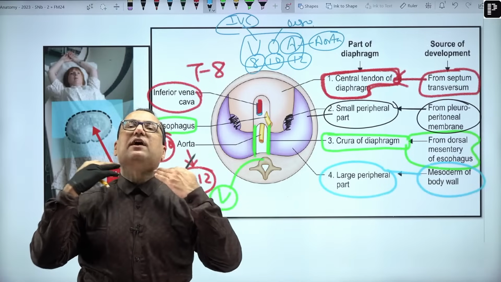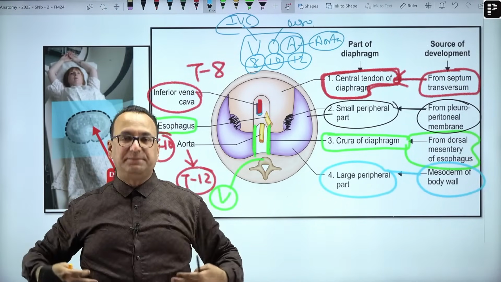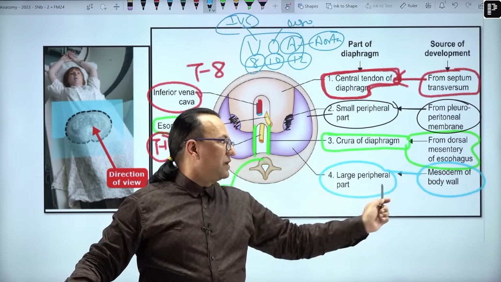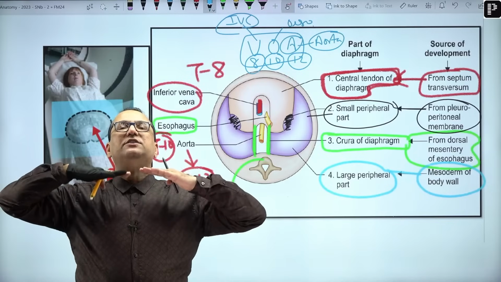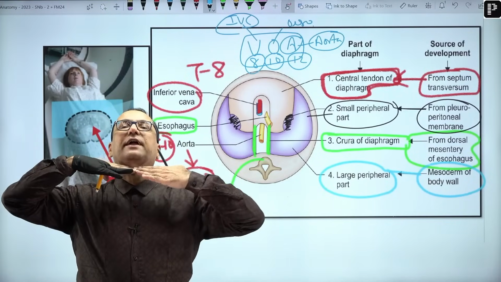That is why the root value of the diaphragm is C3, 4, 5. Now you might think that the diaphragm is a muscle from the cervical region, then why is it here? Because it descends down, carrying the nerves also. The diaphragm develops here. Later it descends down.